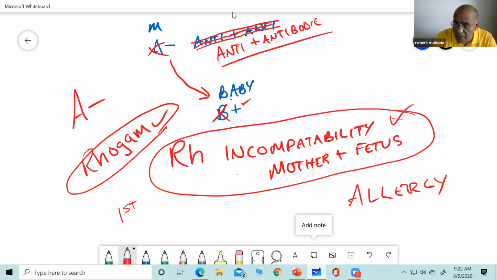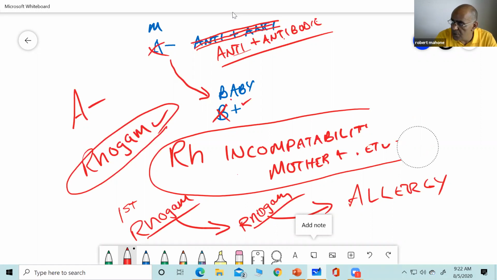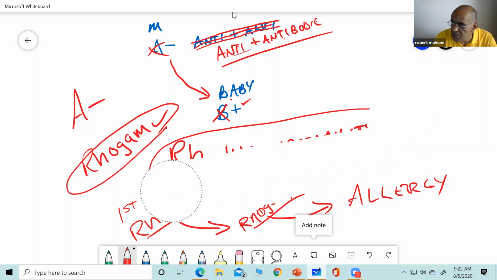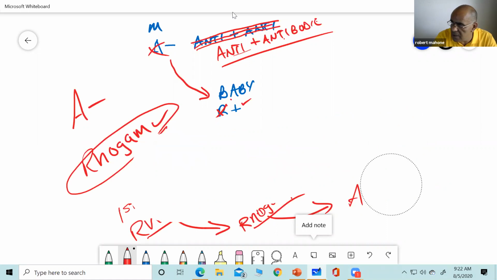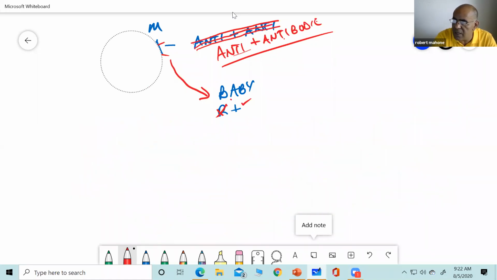And what do we do there? RhoGAM again. And we keep going to protect the next baby down the road. Not this one. Protect the next baby and so on. So every time you get pregnant, you're going to have those RhoGAM injections. And your body will never produce these antibodies. So that is what happens when mama has negative blood and the baby has positive blood. Remember, it's going to be an allergic reaction.